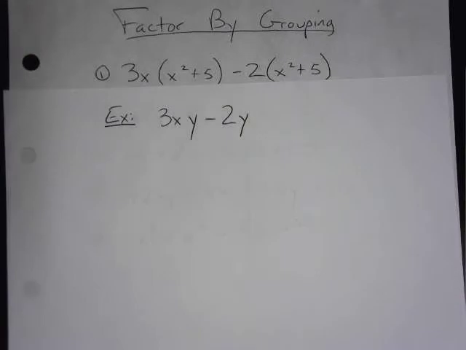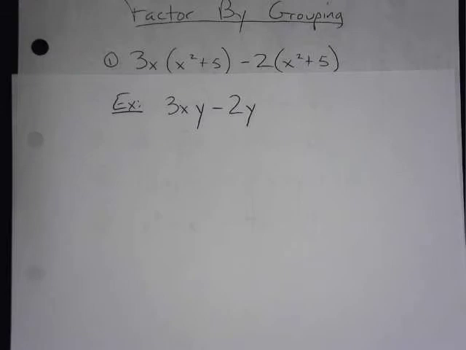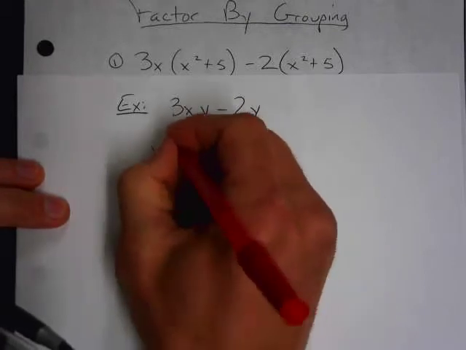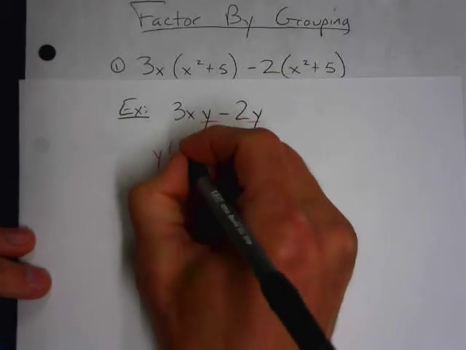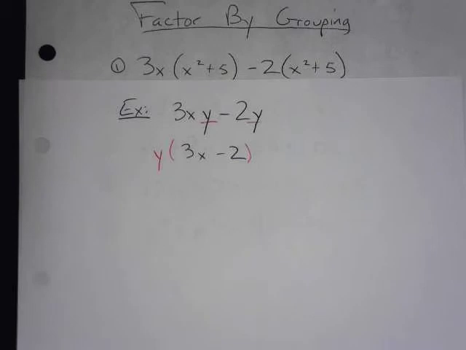So if I had an expression 3xy minus 2y, and we were to use the methods that we're already good at with identifying the greatest common factor, we could see that in this expression, the greatest common factor is in fact that y. And then when we express that as a product, we would then divide out the y, and we would have y times 3x minus 2. And it would be easy to see that the y is the greatest common factor.